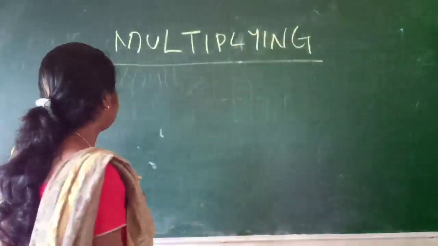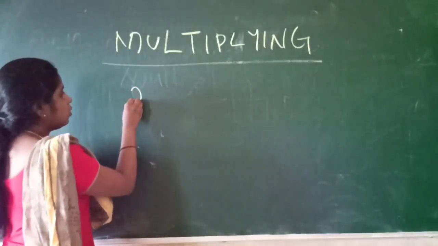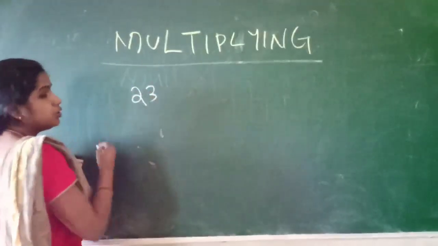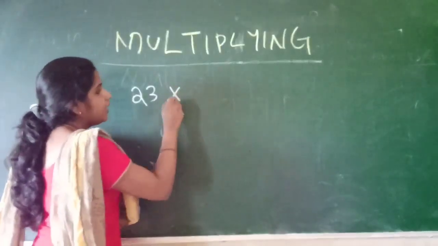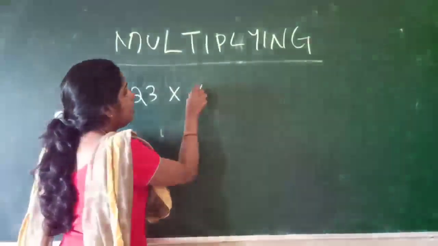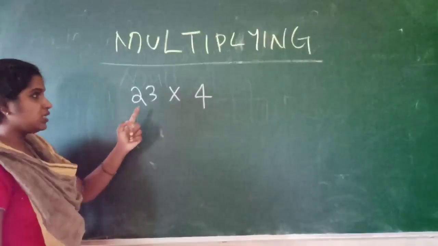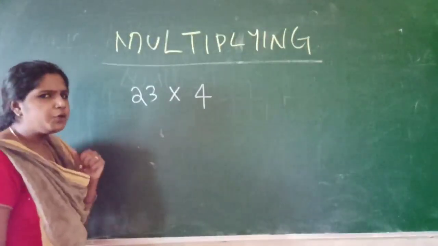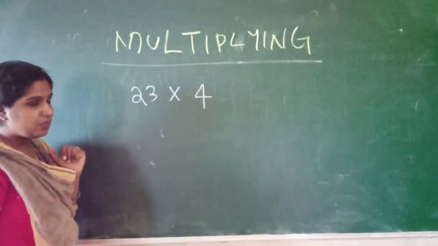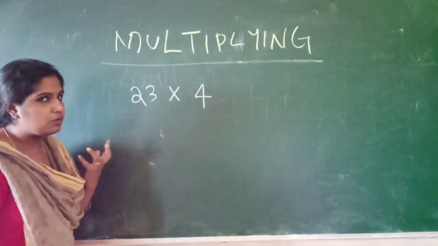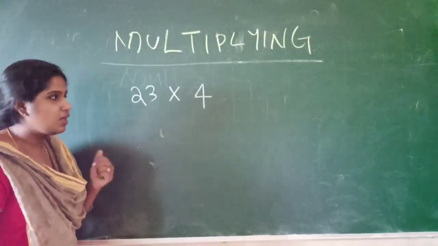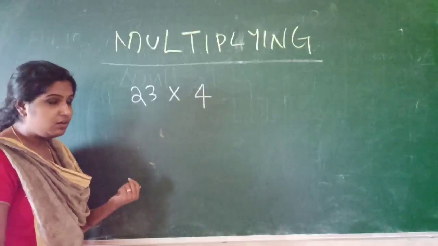Let's see. Okay. I am writing a question like 23 multiplied by 4. Okay, 23 into 4. How can you do this multiplication? Okay, you have studied it in a previous class, but I am explaining it here again.